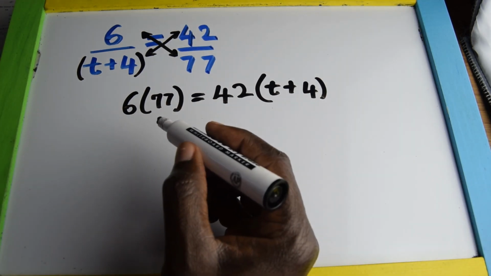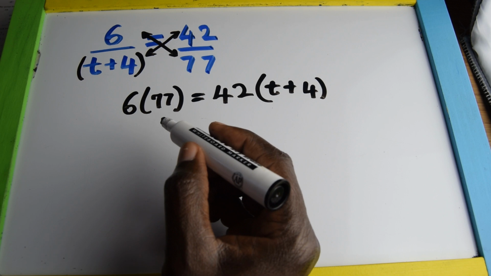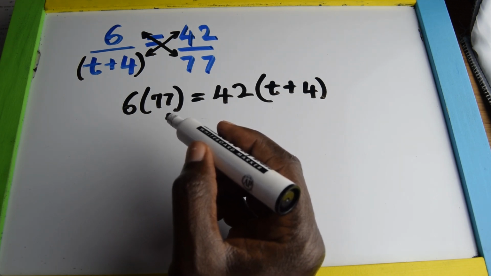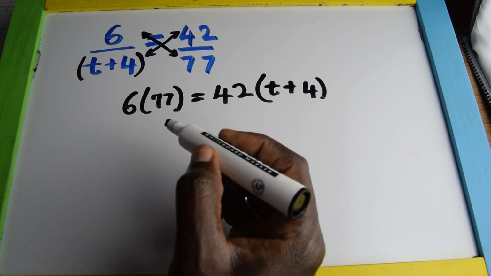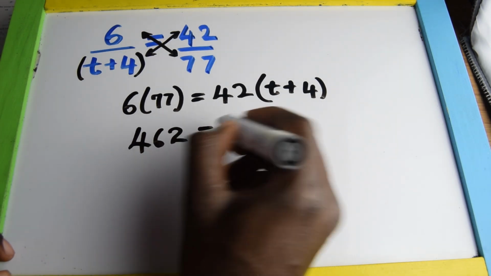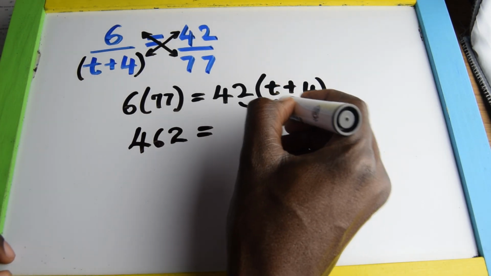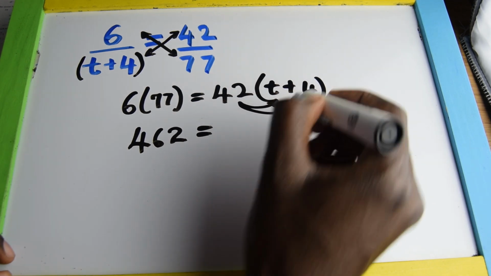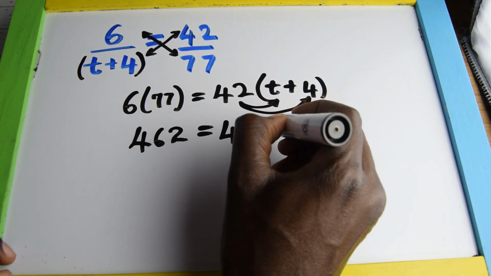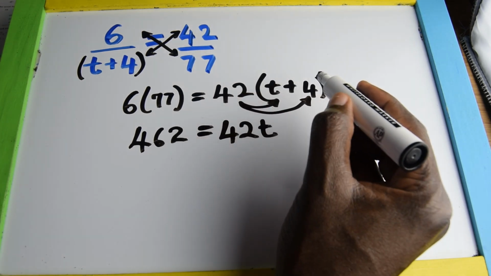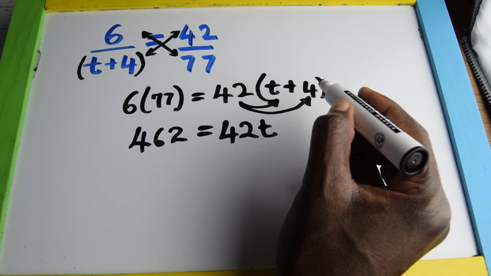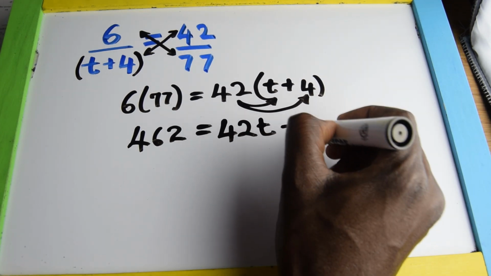Now what is 6 times 77? Let me bring up my calculator. 6 times 77 is 462, is equal to, now I'll distribute the 42 here and here. 42 times t is 42t, and then 42 times 4 is 168.